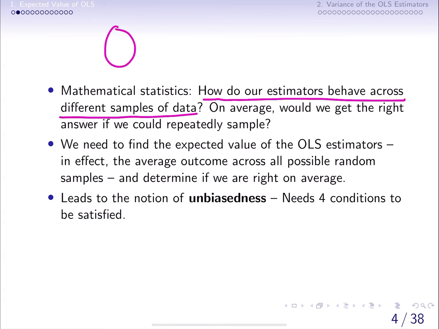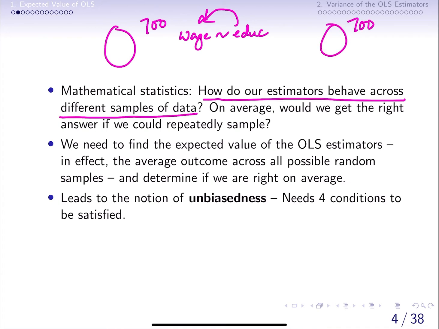So if we had 700 people and we were trying to estimate the effect of education on wages, what happens if we take another 700 people and this is another random sample? What would happen to that estimator, right? That effect that you capture using that slope coefficient. Would that change? What if we kept on taking these different random samples?